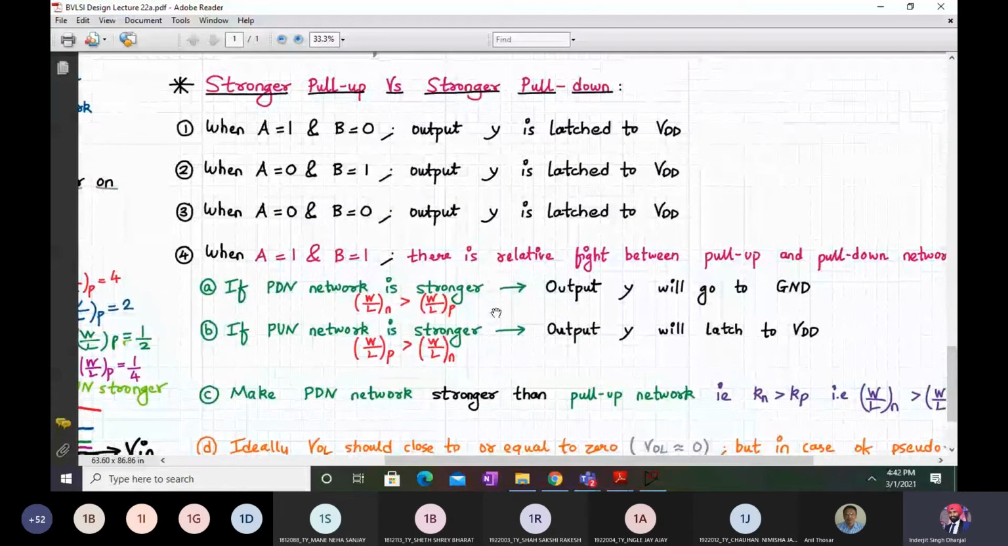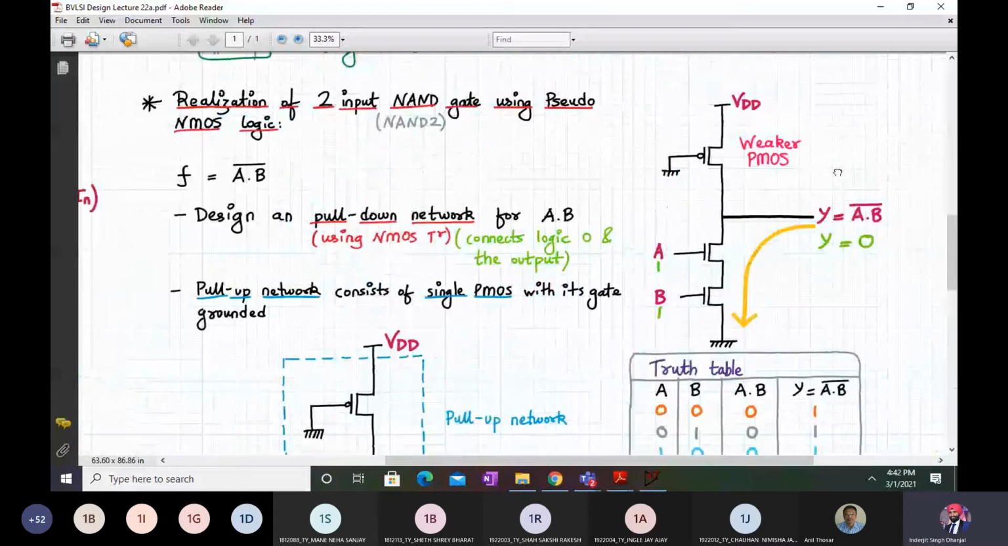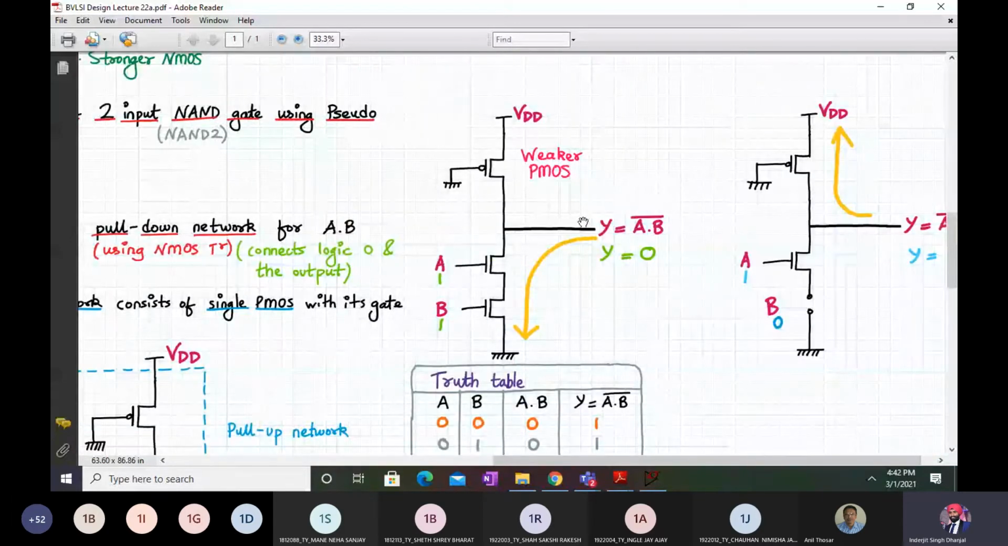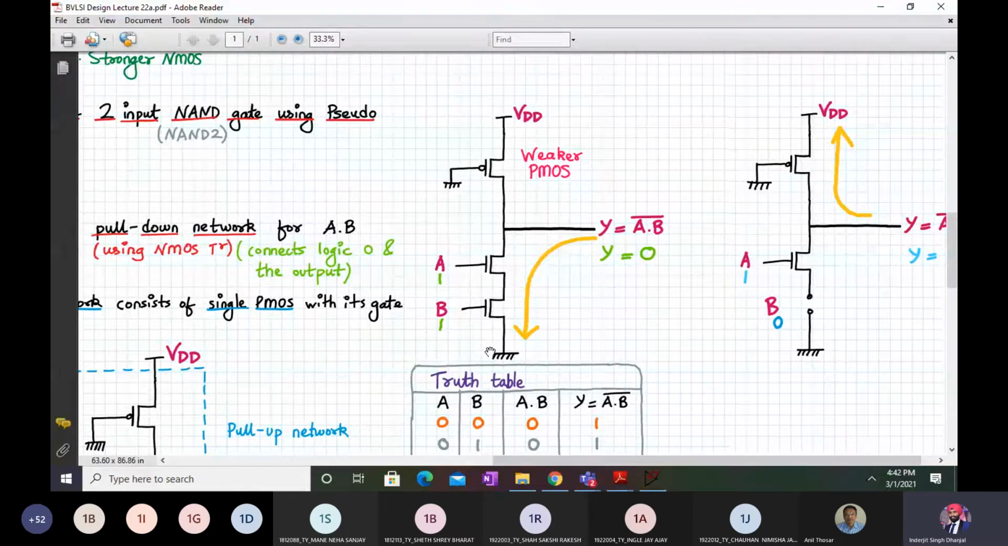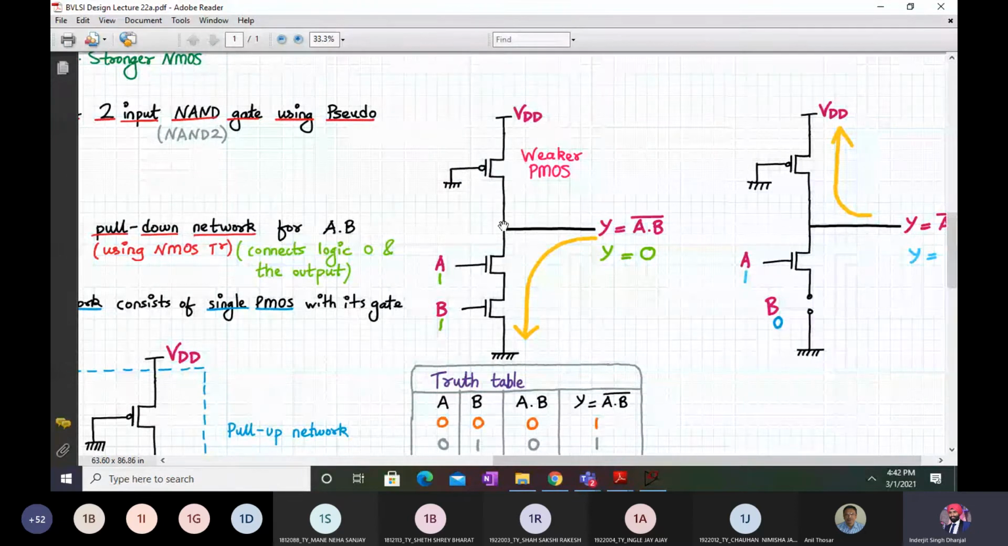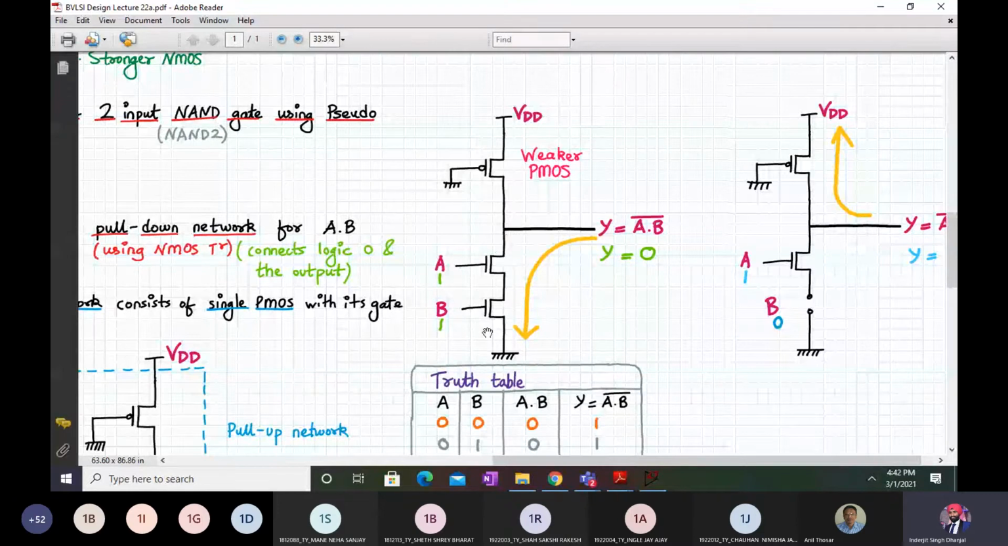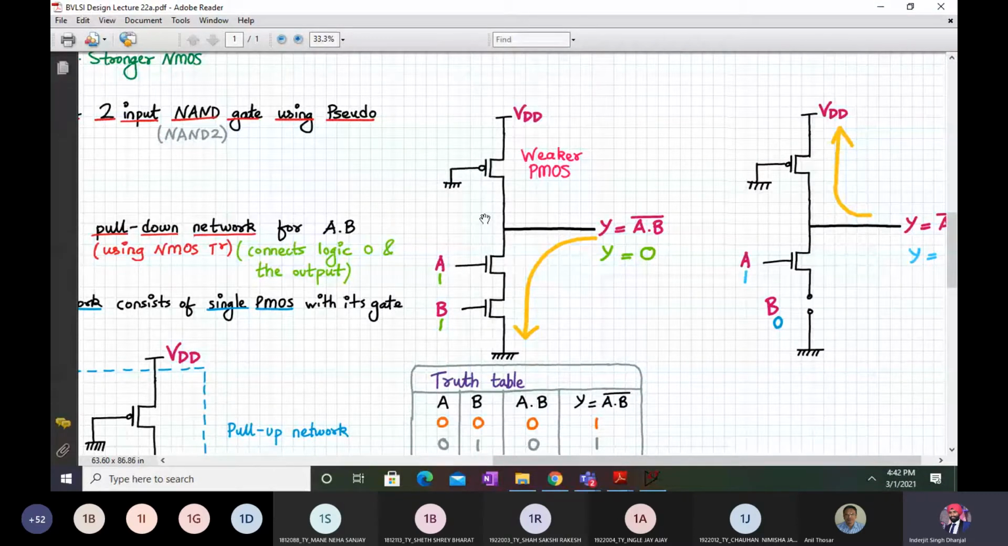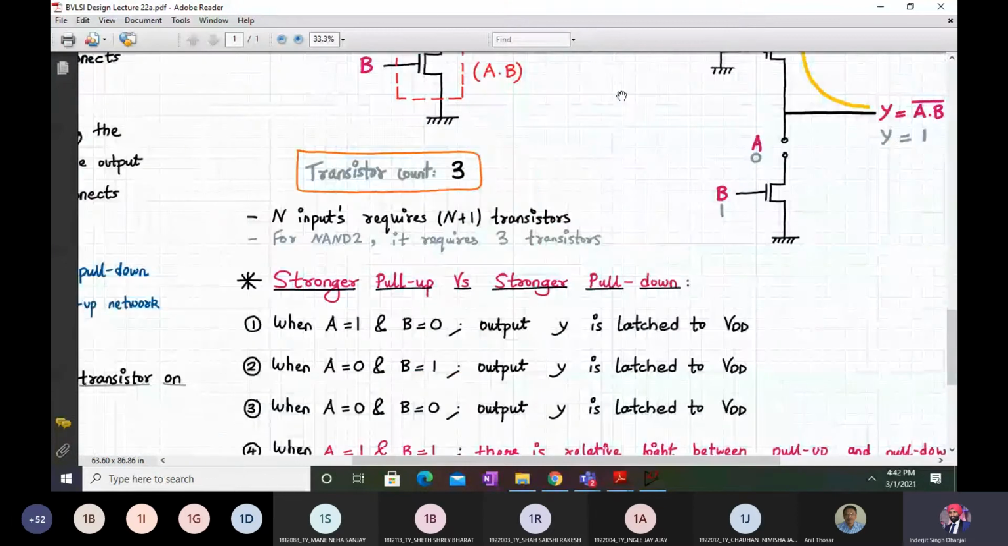Now consider this case when A and B are 1 and 1. Whenever A and B are 1 and 1, the output can go to VDD, and it can also go to ground. There is a tug of war between the PMOS pull-up, which is pulling the output node towards VDD, and this pull-down network, which is pulling the output node towards the ground. So who wins the fight? Whoever is stronger.